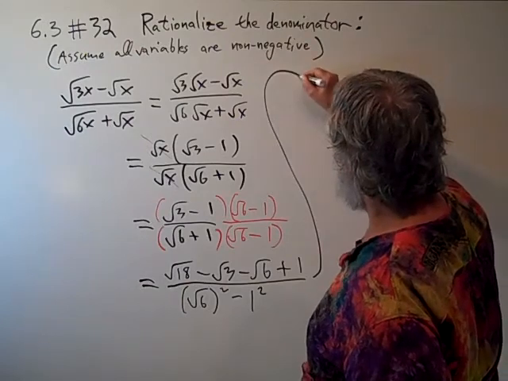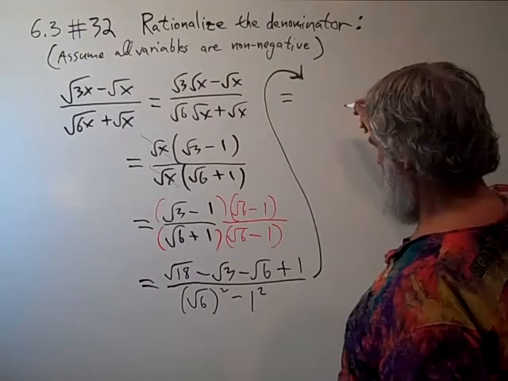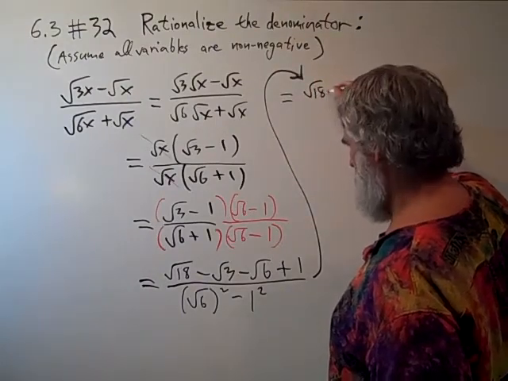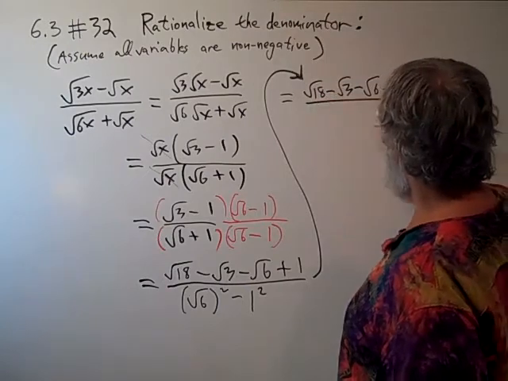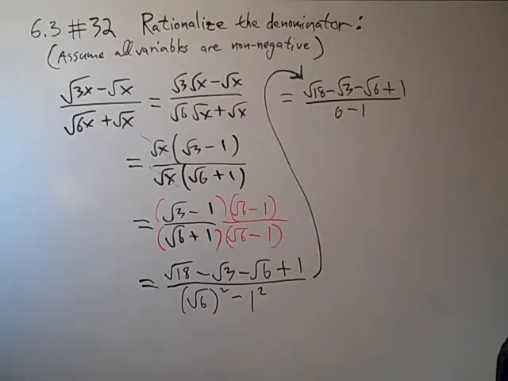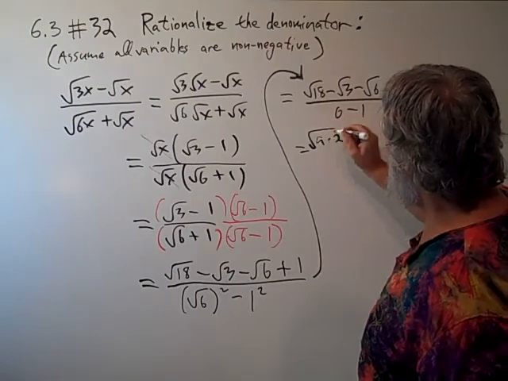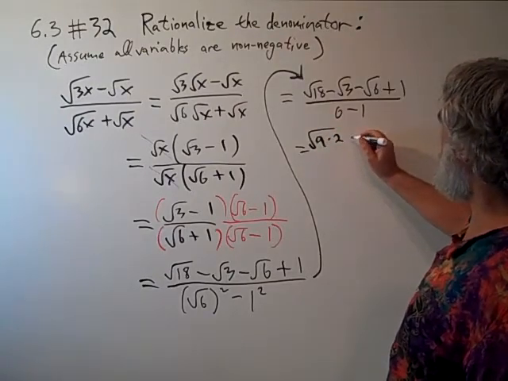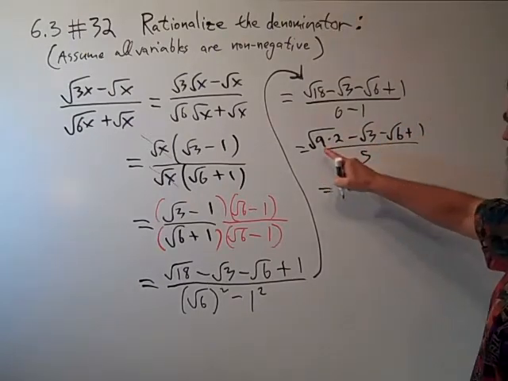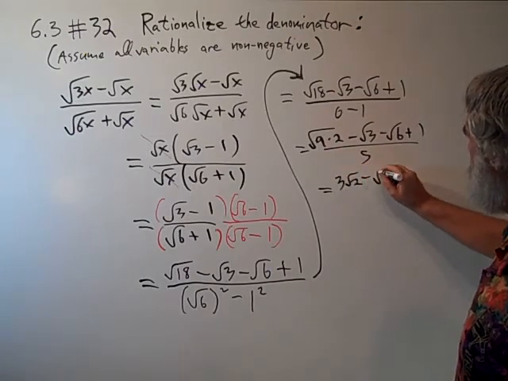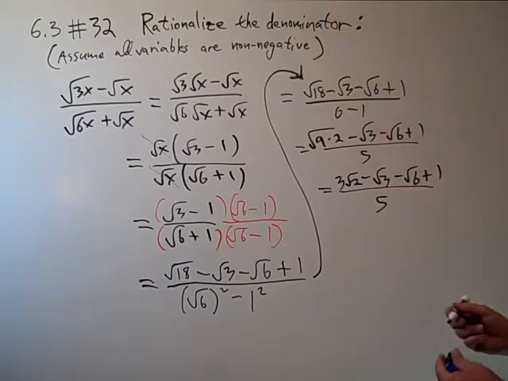And so what we end up with here is the square root of 18 minus the square root of 3 minus the square root of 6 plus 1 divided by 6 minus 1. And the square root of 18 is the square root of 9 times 2, so we can simplify that a little bit further, because that's 3 radical 2 then. 3 radical 2 minus radical 3 minus radical 6 plus 1. And that's all divided by 5.